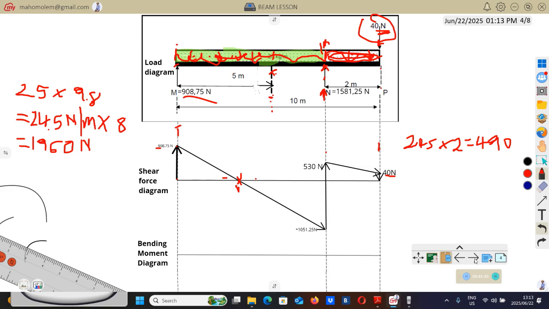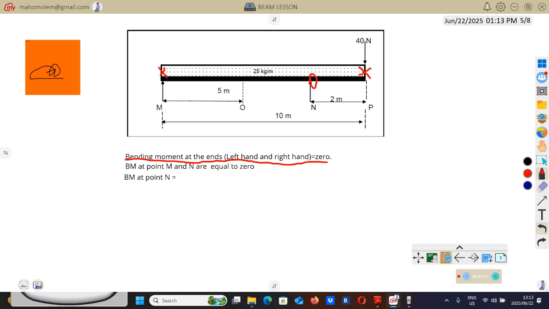Okay, let's calculate the bending moments. Let's start with this point here. So the bending moment at this point load, I'm going to do it here. Bending moment at point N. No, cancel this one. So it's just supposed to be P. At the ends of the beam, we have M and P. So the bending moment at points M and P will be zero.